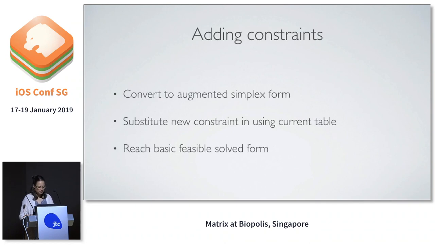adding constraints, for instance, we've seen that the incrementalism helps with making it a not expensive step. So if you think about how you would add constraints to whatever we just went through here, you have the table of the equations, and then you would add this additional constraint, and then convert, again, to this augmented simplex form, and then substitute this new constraint in using the current table that you have, and then reach the basic feasible solved form, and there you go, you have your solution. So we can see that the real deal is the incrementalism. So the algorithm doesn't have to start from scratch. You just add the new constraint, shuffle a few things around, and it's done.